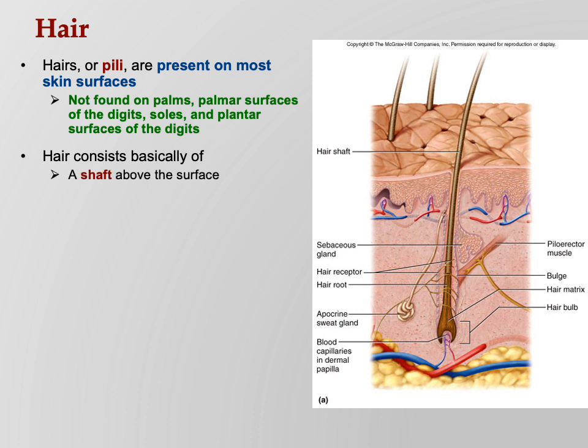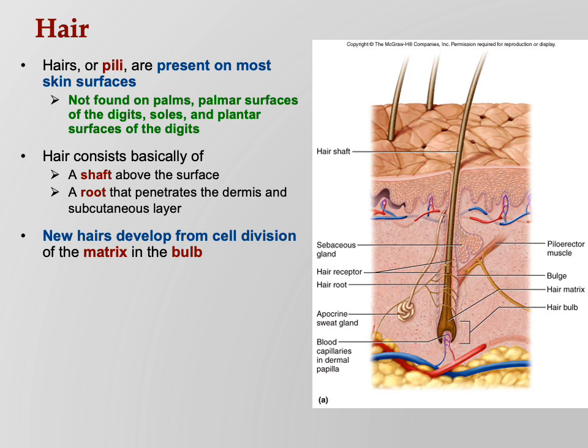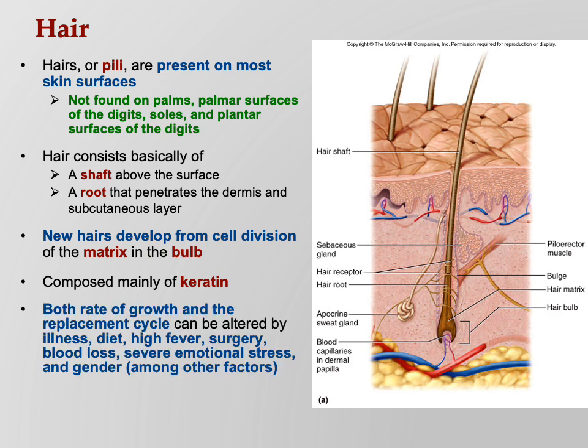Hair basically consists of a shaft above the surface, a root that penetrates the dermis and the subcutaneous layer. New hairs develop from cell division of the matrix and the bulb. They're composed mostly of keratin. Both the rate of growth and the replacement cycle can be altered by illness, diet, high fever, surgery, blood loss, severe emotional stress, and gender, among other factors.